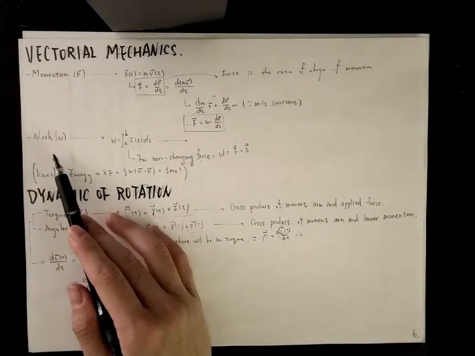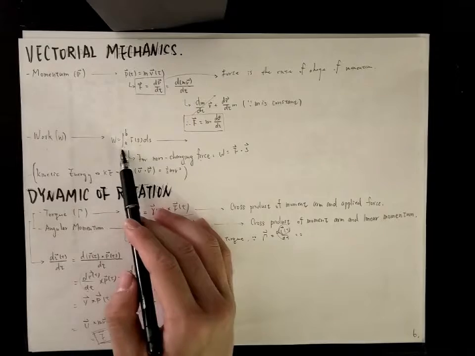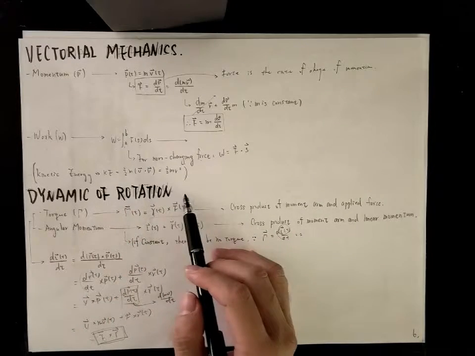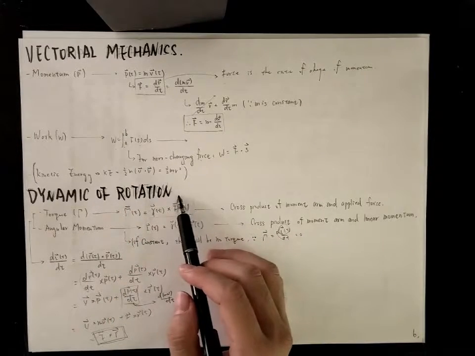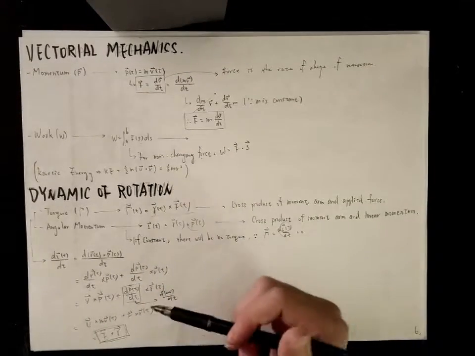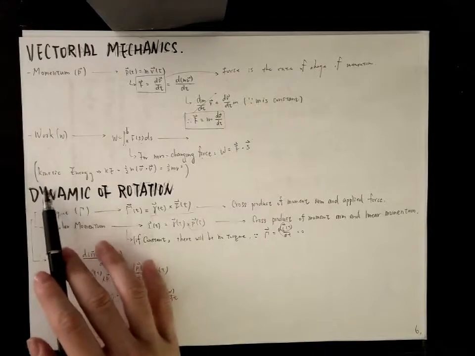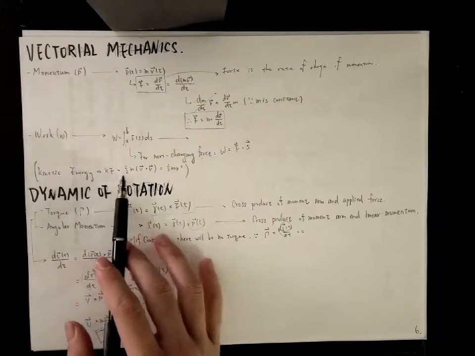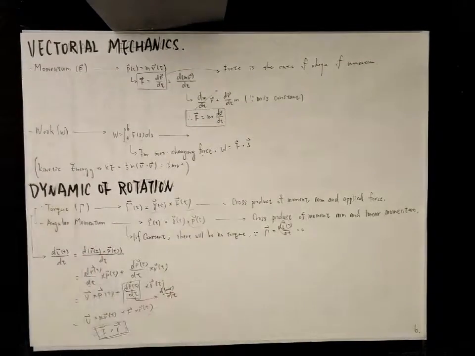The second thing is work. W equals the integral from a to b of F of s. This is work, which is the dot product of force and distance. For non-changing forces, work W will be equal to F dot S, straightforward. And the third one is kinetic energy. KE equals 1/2 mv squared.